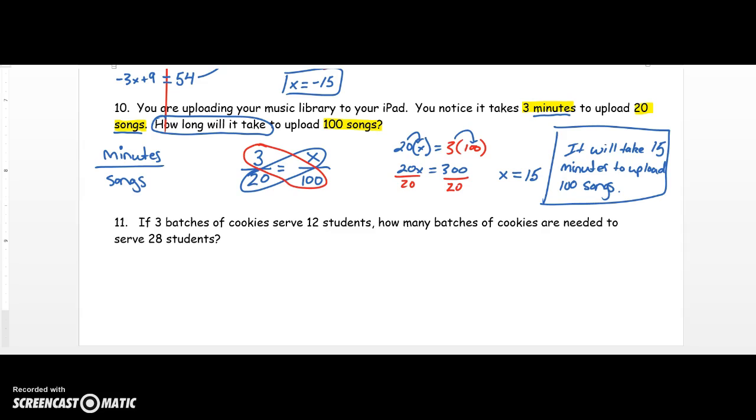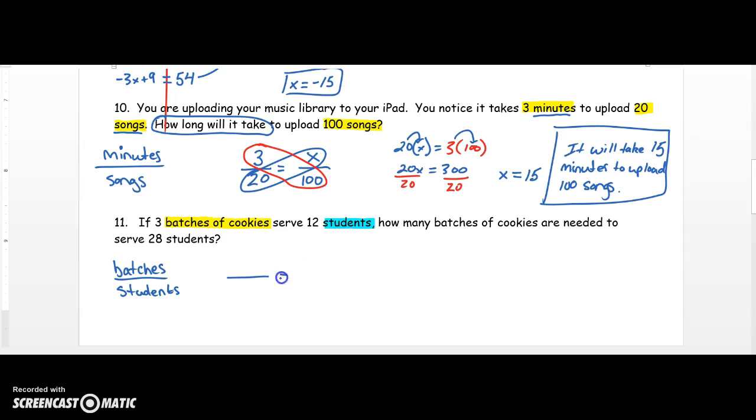Now, these are taking a little bit longer than normal because now you have to start picking out keywords, so you really have to read the problem carefully. Number 11: if 3 batches of cookies serve 12 students, how many batches of cookies are needed to serve 28 students? So go ahead and pick out what you're looking for. You have batches of cookies and you have students. So write out your fraction. We're just going to say batches over students.